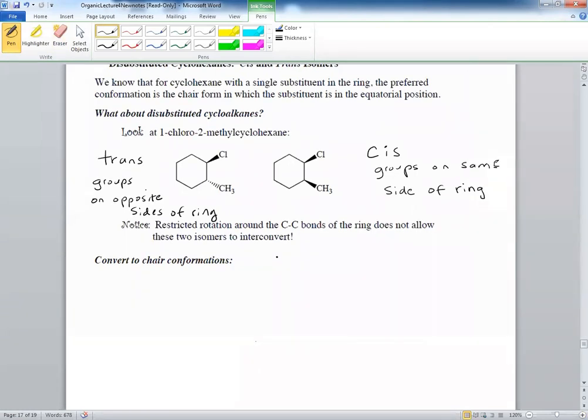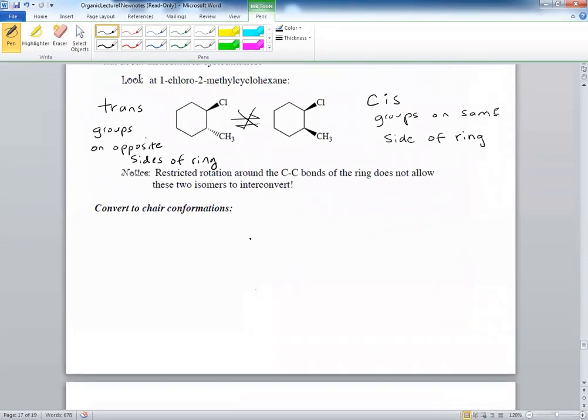Now, you might think that these are flipping back and forth. Nope, there is no equilibrium between them, because again, there's a restricted rotation around this C-C bond. So there's no interconversion between them. Now, as a skill, you need to be able to draw this. Do your best. Of course, we're not expecting perfection here, but do your best in actually drawing the chair conformation.